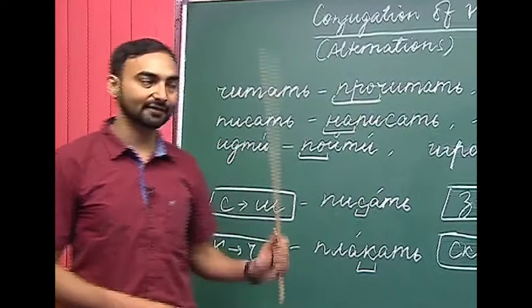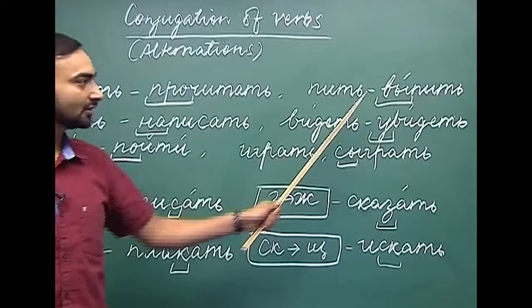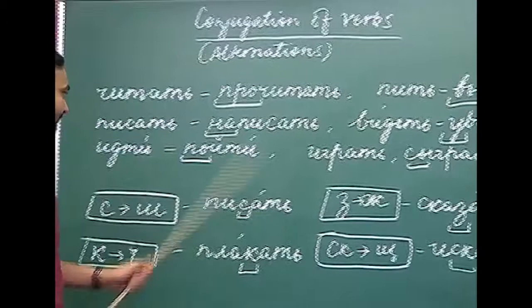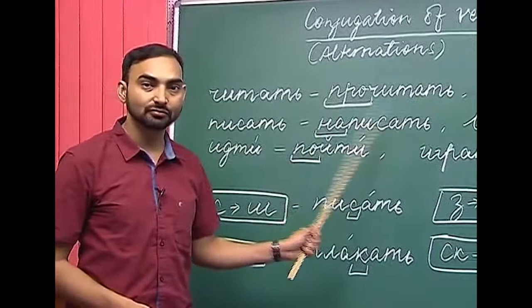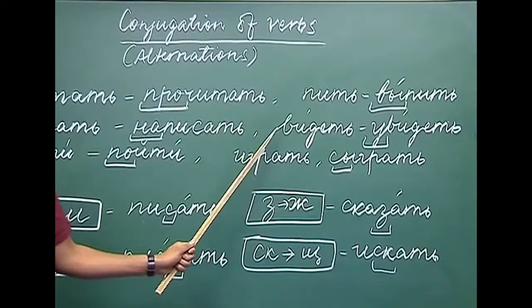For example, ya chitayu, ya prachitayu, on chitayat, on prachitayat. The same way, ya piyu, ya vipiyu, ti piyosh, ti vipiyosh. Onana piyot, onana vipiyot, and so on. The same way, pisat, ya pishu, ya na pishu, ti pishish, ti na pishish, and so on. Vijit, ya vishu, ya uvishu, on vijit, on uvijit, and so on.